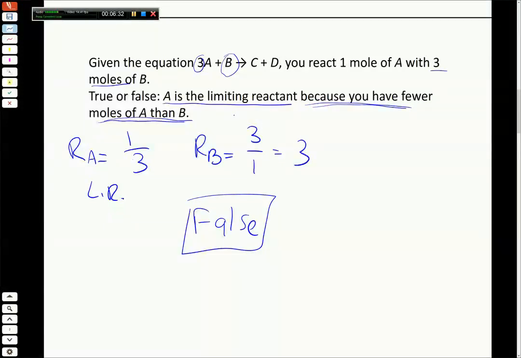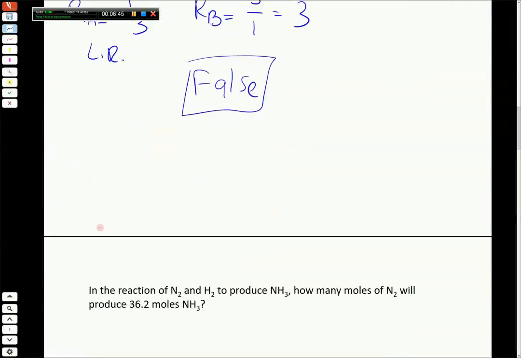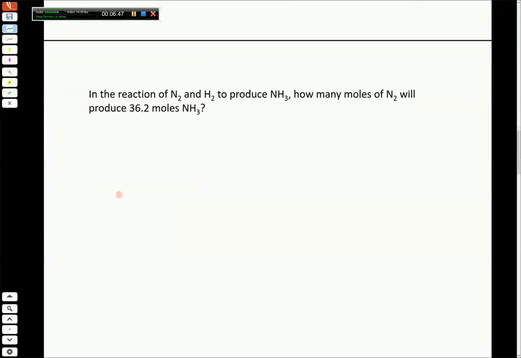Alright, so that was a conceptual question, and I think many of us just sort of rushed through this thinking, well, A is the limiting reactant, so this must be true, but the second half of the statement, the reason for that, is the part that makes it false. Alright. Now let's move on to some more numerical questions.